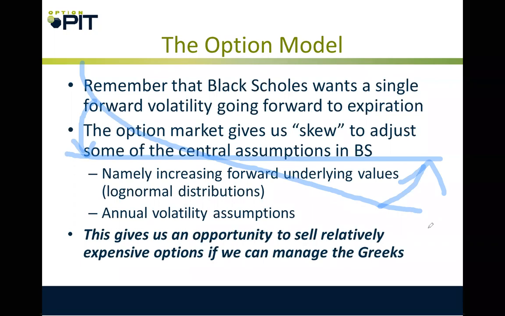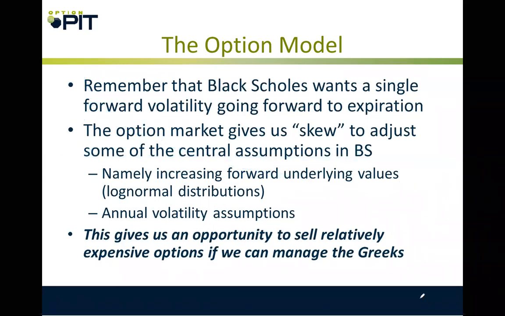The closer you get to expiration, the more active this action becomes, right? Because what happens is your Vega per contract gets smaller and smaller and smaller. Your volatility per contract gets smaller as you get close to expiration. So what that does is that creates a window for us to put on a type of butterfly. So the option market gives us skew to adjust some of the central assumptions of Black-Scholes.